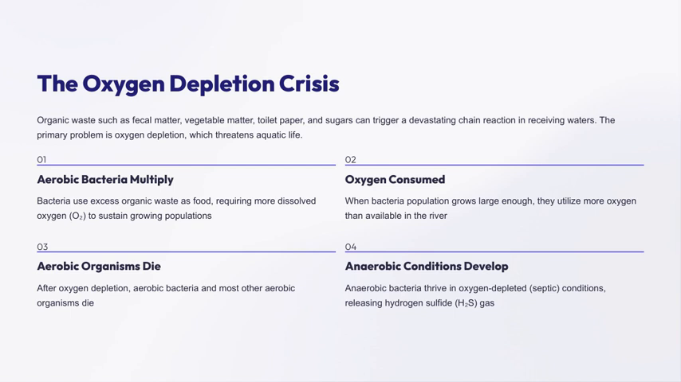When oxygen becomes scarce, aerobic organisms, including many bacteria and aquatic animals, begin to die off because they can't survive without enough oxygen. As oxygen levels plummet, anaerobic bacteria, those that don't require oxygen, take over. They thrive in these oxygen-depleted, septic conditions and produce hydrogen sulfide gas, which is not only harmful, but also gives a foul odor to the water. This entire process underscores the importance of managing organic waste and maintaining healthy oxygen levels to protect our aquatic ecosystems.